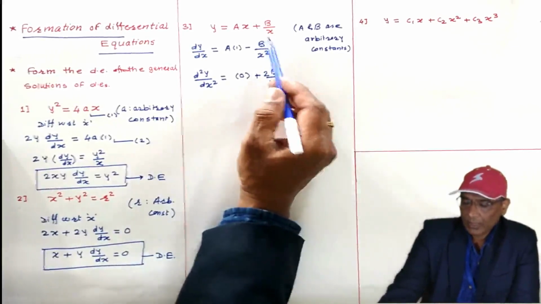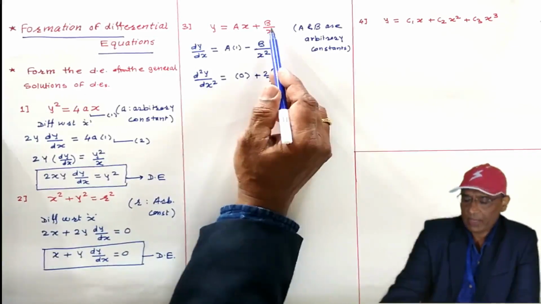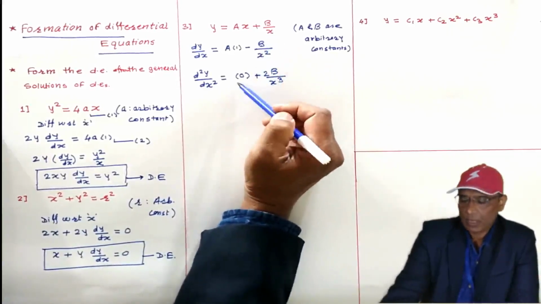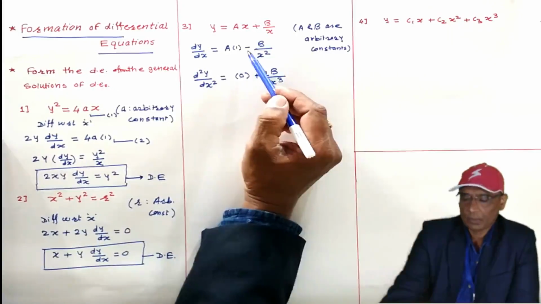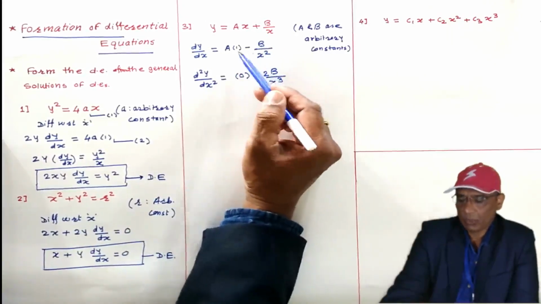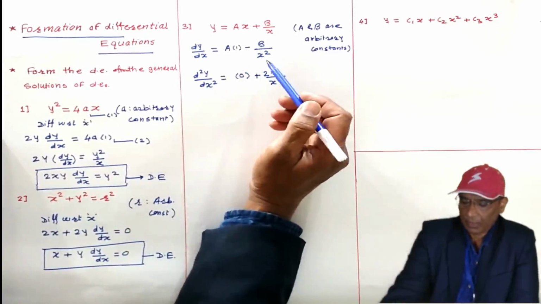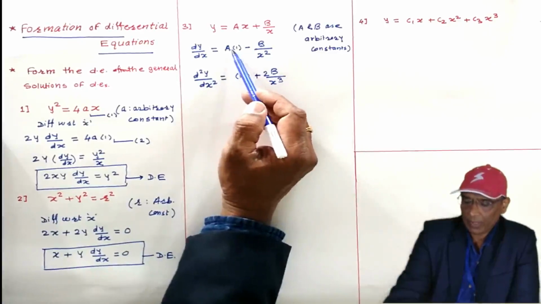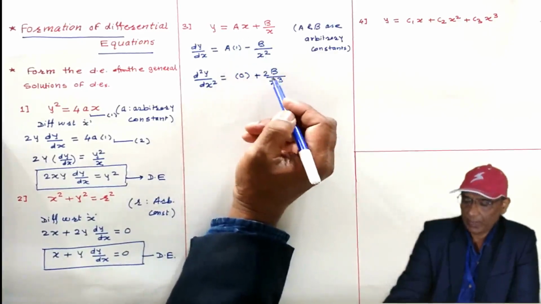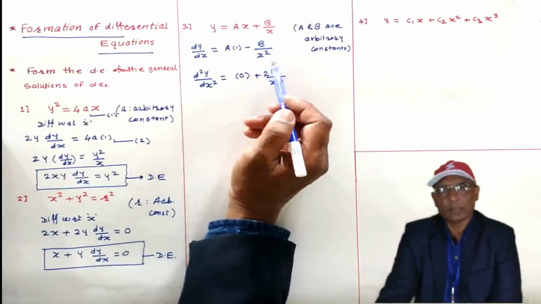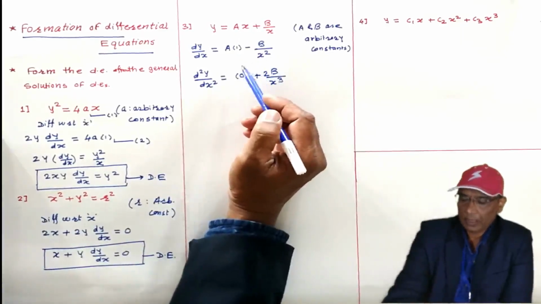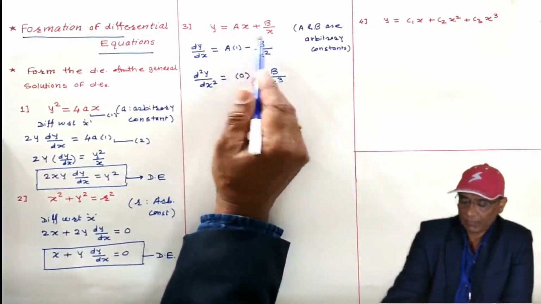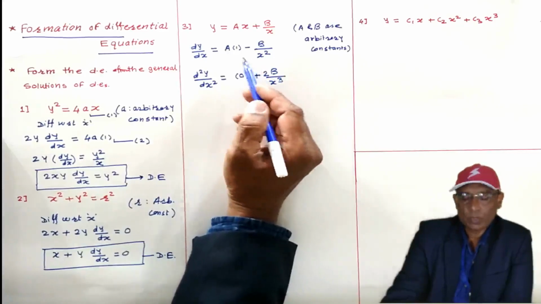Now, three equations we have obtained. This is the given equation, this is the second equation, and this is the third equation. From these three equations, I have to remove a and b. You can solve by your own method. You can find the value of a from one equation and put it in another equation, find the value of b and put it there. Then after removal of a and b, you will be getting the differential equation. But you can use that way also.